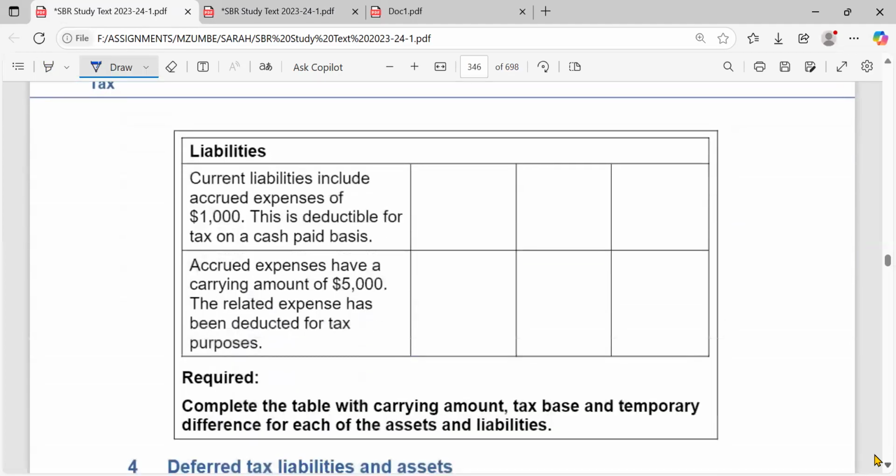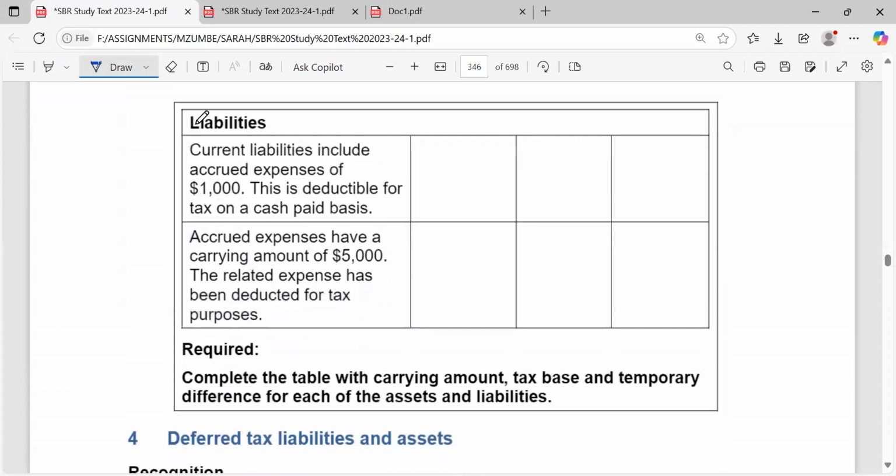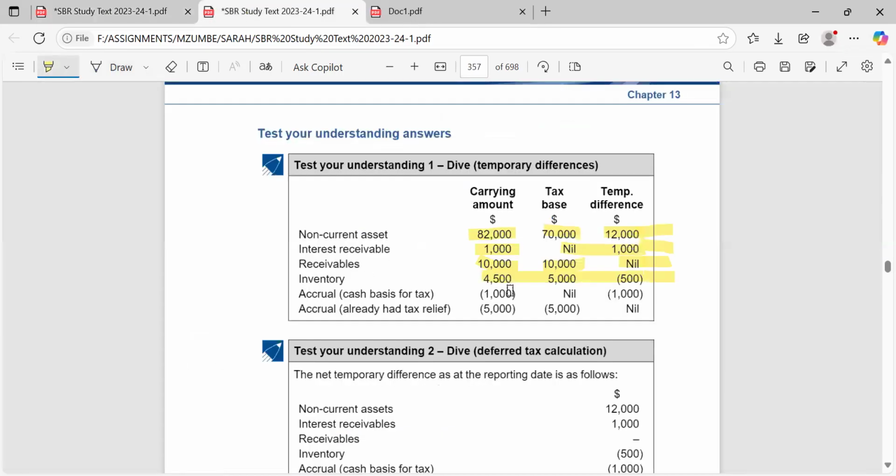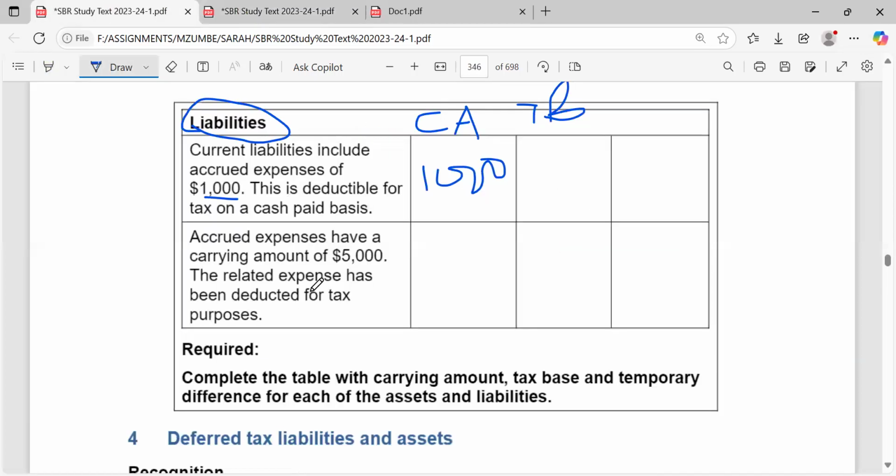Here we are, liabilities. All right, so now we are at liabilities and we are done with assets, right? Okay, another example. Remember, this is the carrying amount column, while this one is the column for tax base, and the last one is the column for temporary difference, right? Current liabilities include accrued expenses of 1,000, right? This is just normal accrued expenses for accounting purpose. It has got no problem, like you see it here, right? Liability. And now let's go for tax purpose.